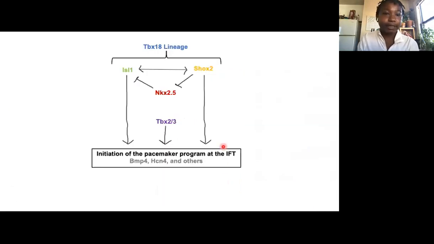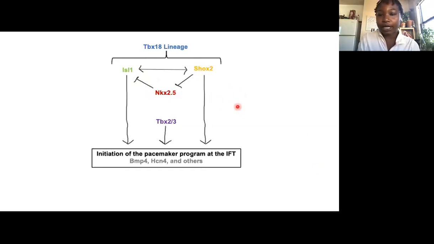So what exactly makes these cells so special? Well, we know quite a bit about the downstream transcription factors that activate the pacemaker program, such as islet-1, which I've already mentioned, and SHOX2, as well as TBX2 and 3. Here, NKX2.5 is a gene that's important for the emergence of the atrial chamber. Thus, the islet-1 positive inflow tract cells are distinct from the NKX2.5 positive cells of the atrial chamber.